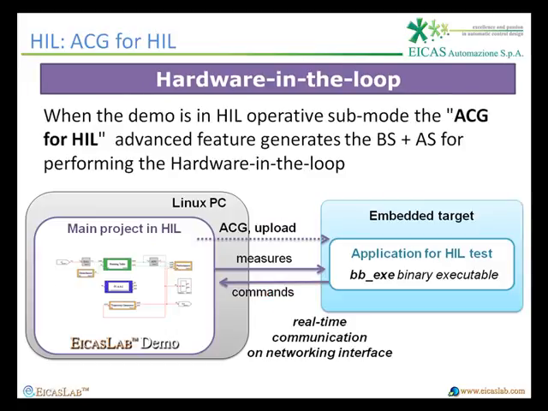When the demo is in hardware-in-the-loop submode, the ACG for HIL Advanced feature generates the basic software and the application software for the EICASLAB RCP platform in order to perform the hardware-in-the-loop tests. The physical Ethernet interfaces are used to exchange simulated measures and commands between the control code generated by the ACG for hardware target feature and running on the external BeagleBone Black hardware and the code generated by the ACG for HIL feature running on the EICASLAB RCP platform.